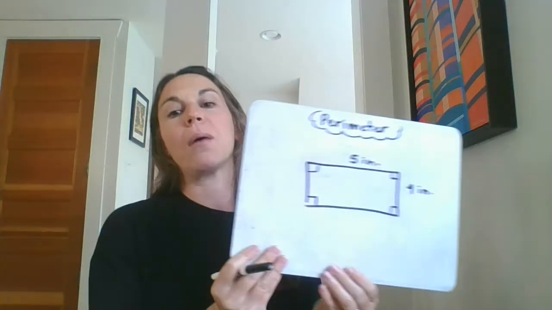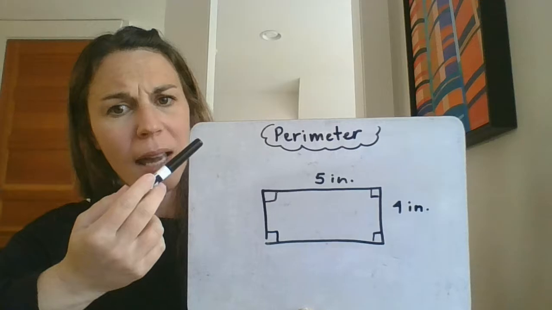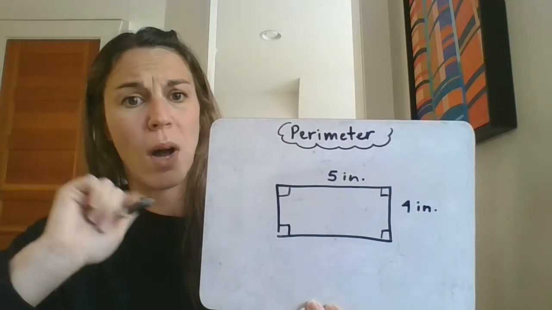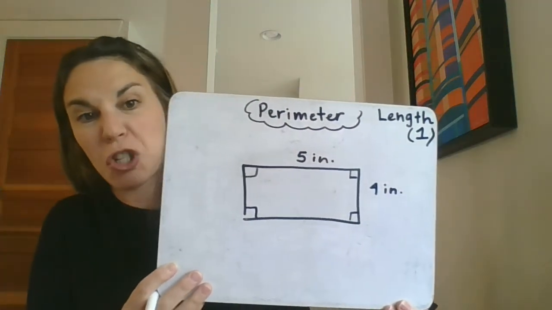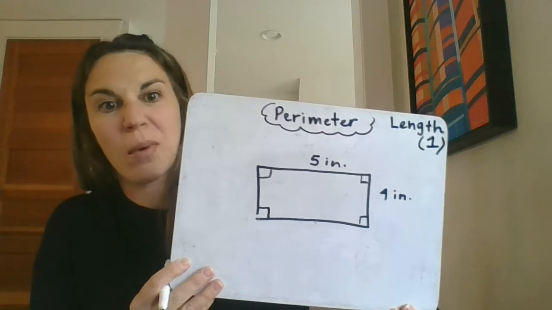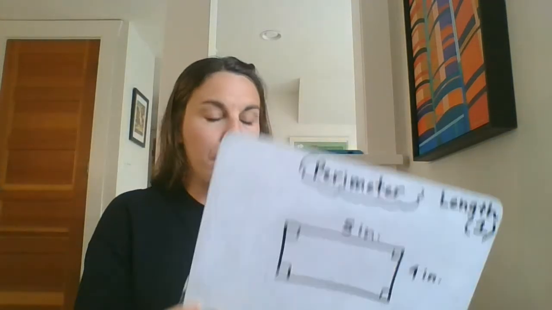So when we think about perimeter, a lot of times when I say one dimension, that means all we really need to solve it is the length, because perimeter is distance around. So I'm going to put length. I'm just going to put a 1 to show that it's one dimension. All we need is the length to find the perimeter.